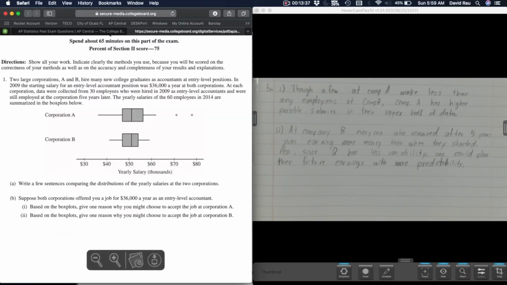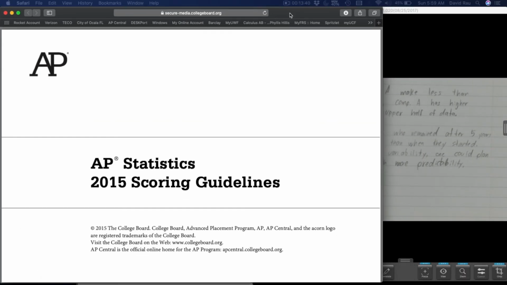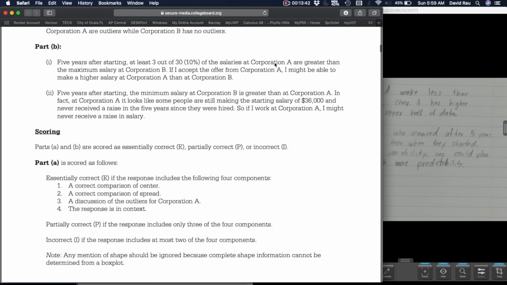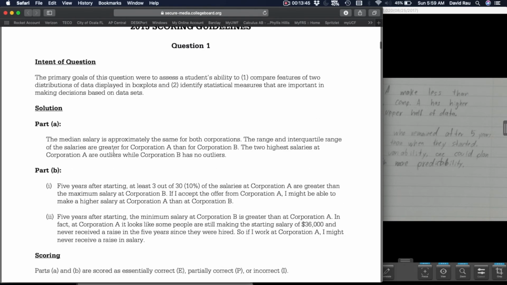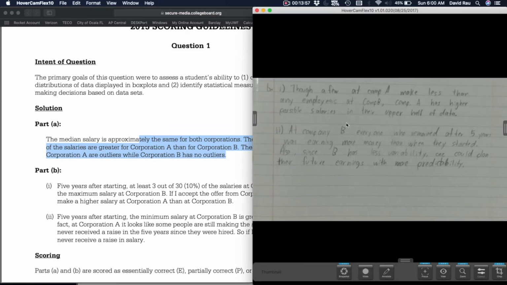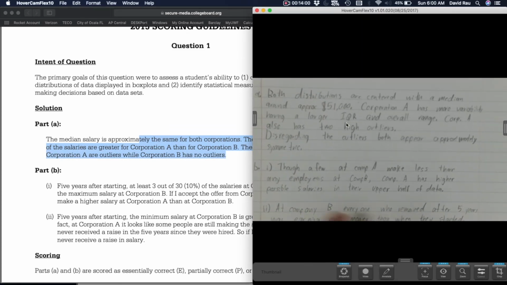Okay, let's get to the scoring guideline and see what we did. Part A, median salary is approximately the same. Okay, cool. The range and interquartile range are greater than Corporation A, and the two highest salaries at Corporation A are outliers and B had no outliers. Cool, so I pretty much nailed it, which is comforting. And again, trust me, I didn't look at this scoring guideline beforehand. I'm really just starting to take in all that I'm seeing in my review for my FRQs.